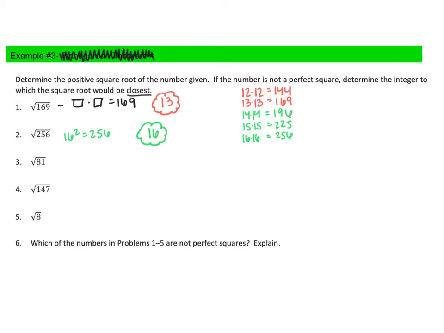This one is one we know by heart, or should. 81. What times what equals 81? Well, 9 squared equals 81. 9 times 9 equals 81, so my answer is 9. That's the perfect square root.